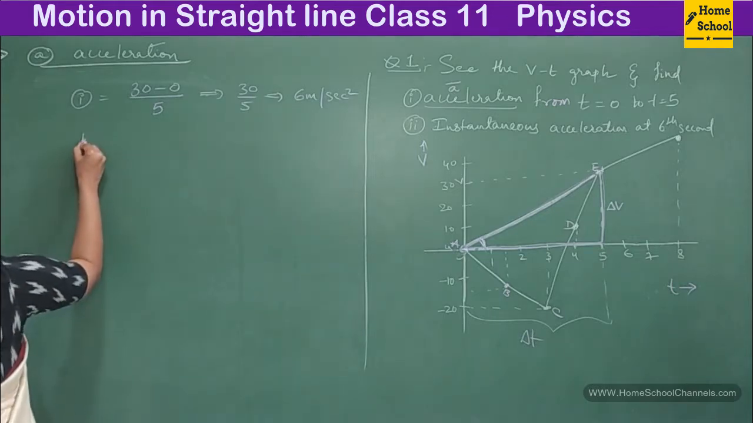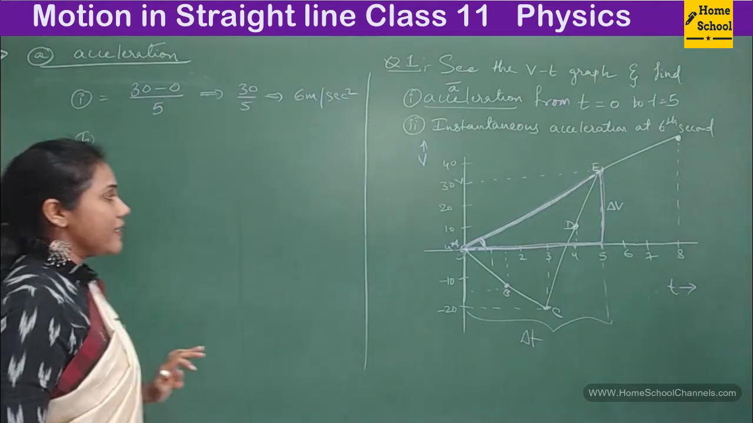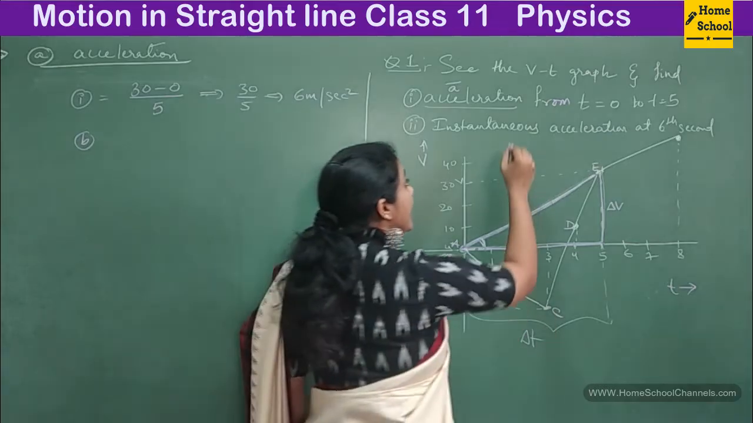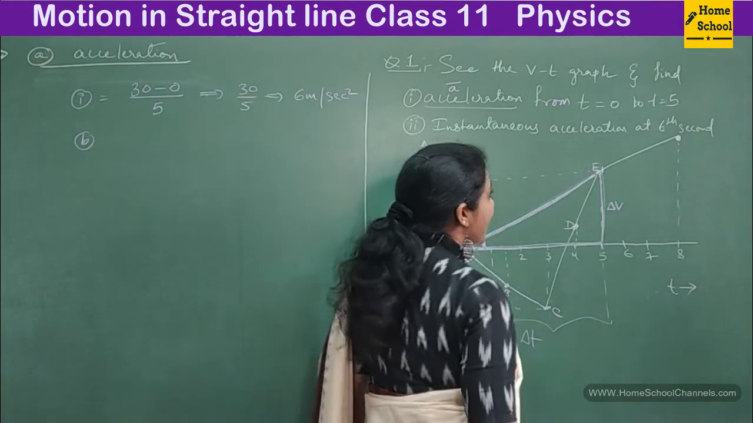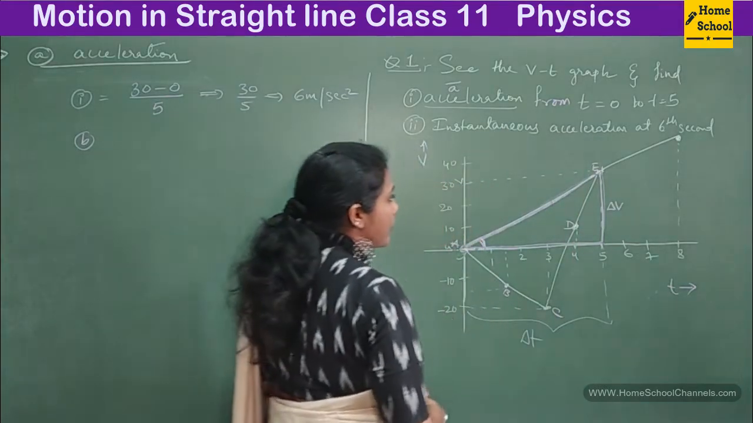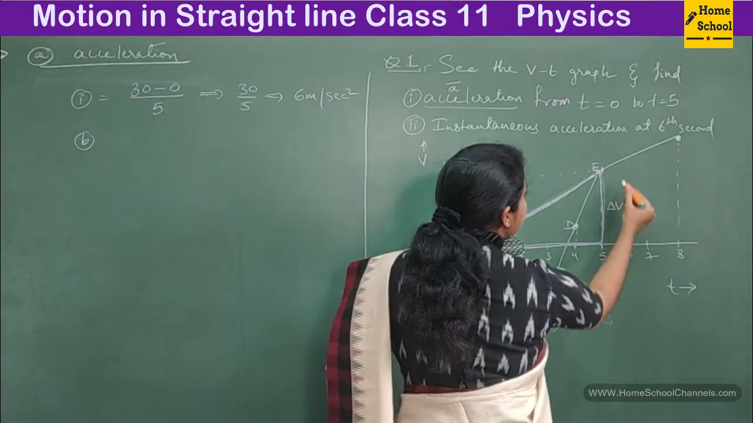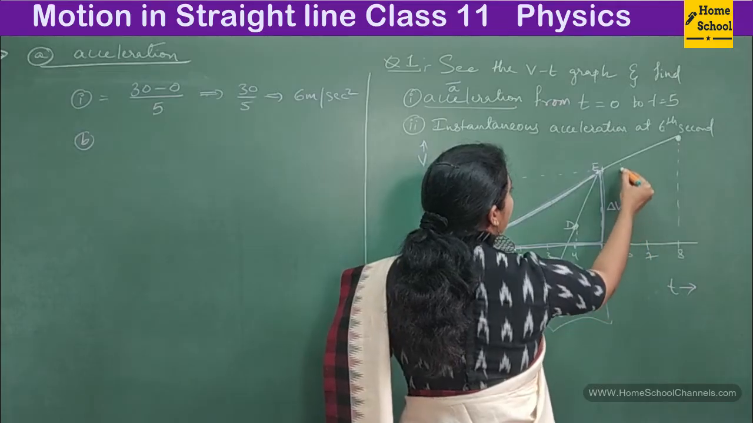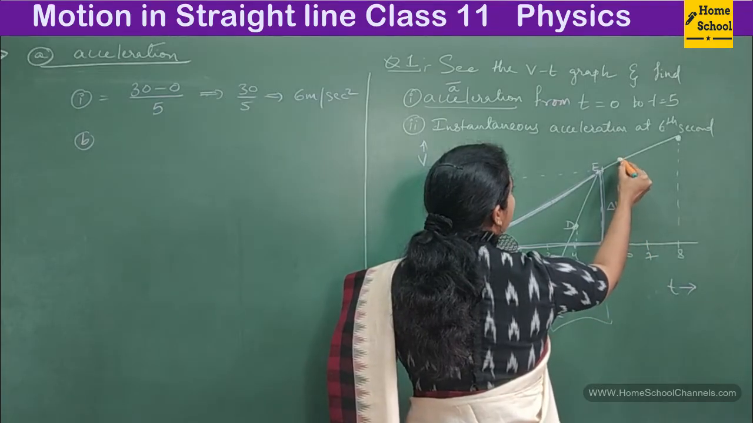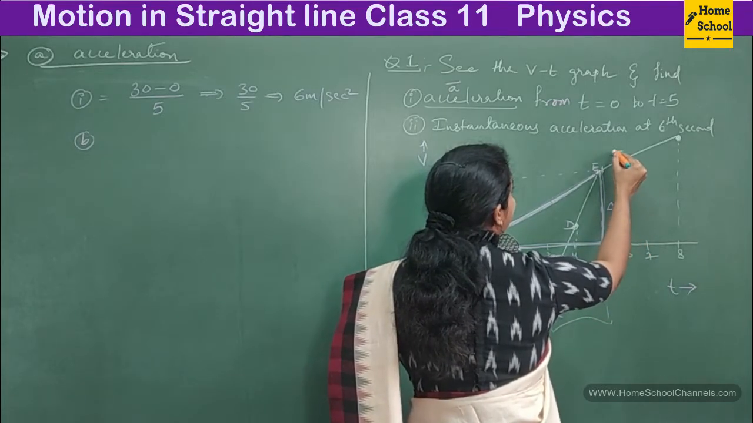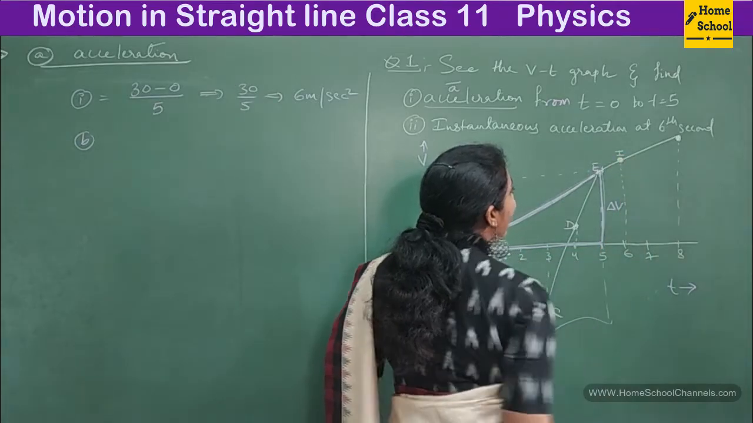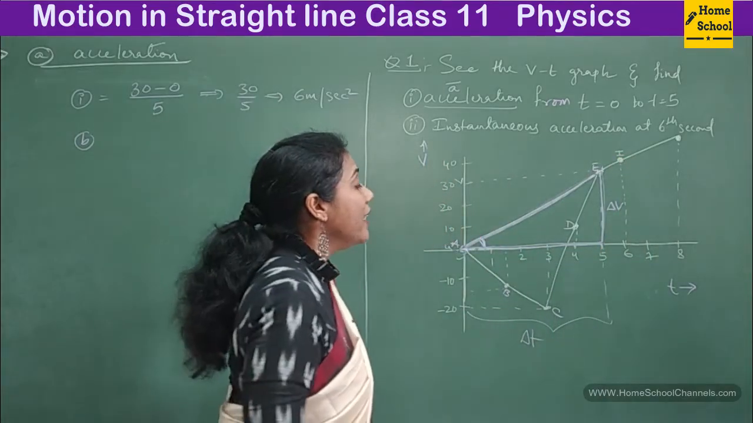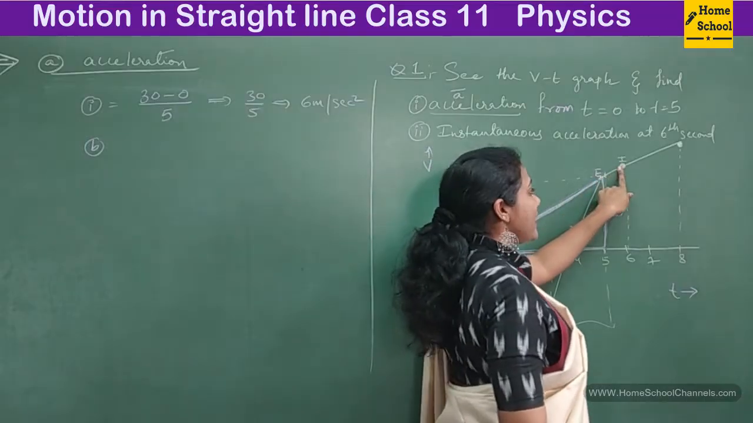Fine. Coming to the answer for the second question, guys. They asked you to find instantaneous acceleration at the 6th second. So where is the 6th second? That means here. At this point, time is 6. So here you put a line, that means at this point, let me call this point I. At this point you have to find the acceleration. Okay, it is just similar to average acceleration.